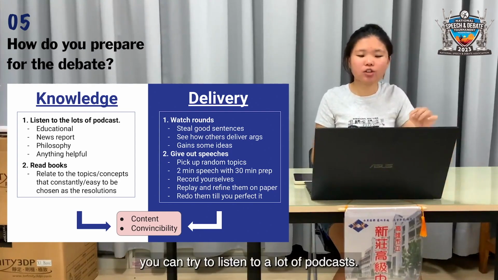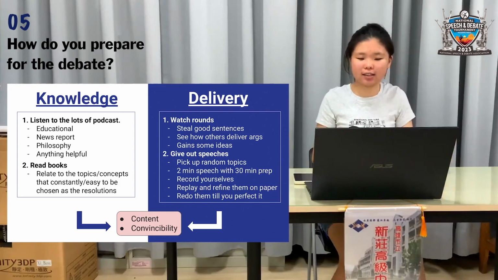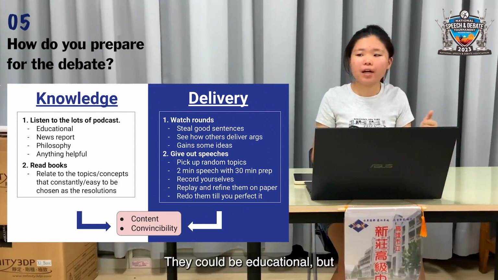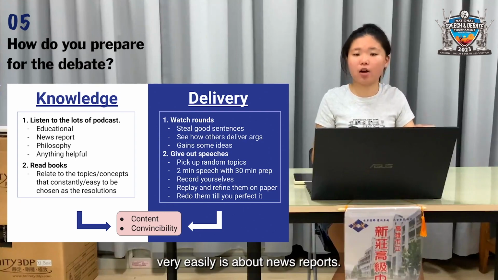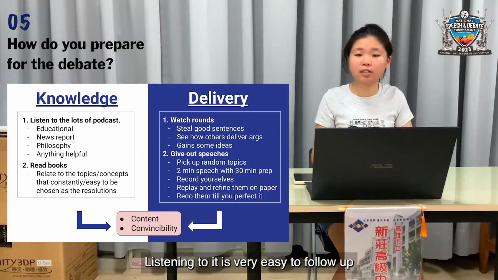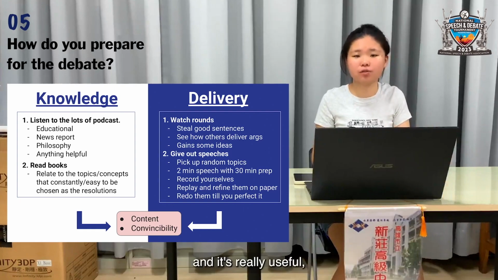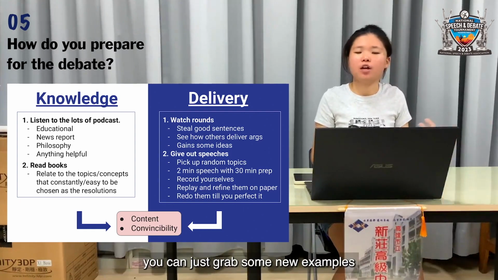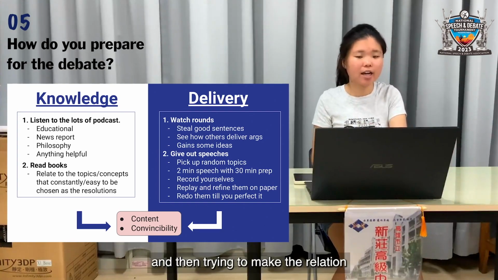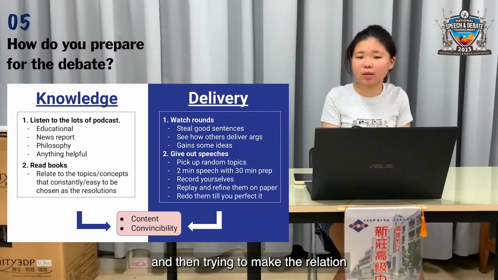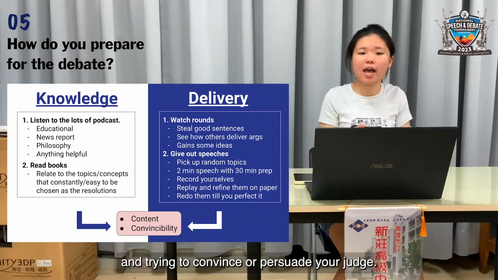In this case, you can try to listen to a lot of podcasts. They could be educational, but the thing I think you can start doing very easily is news reports. They are very easy to follow and really useful. You can grab some new examples and current social issues and apply them in your speech, and then try to make the relation between these examples and your own arguments and try to persuade your judge.